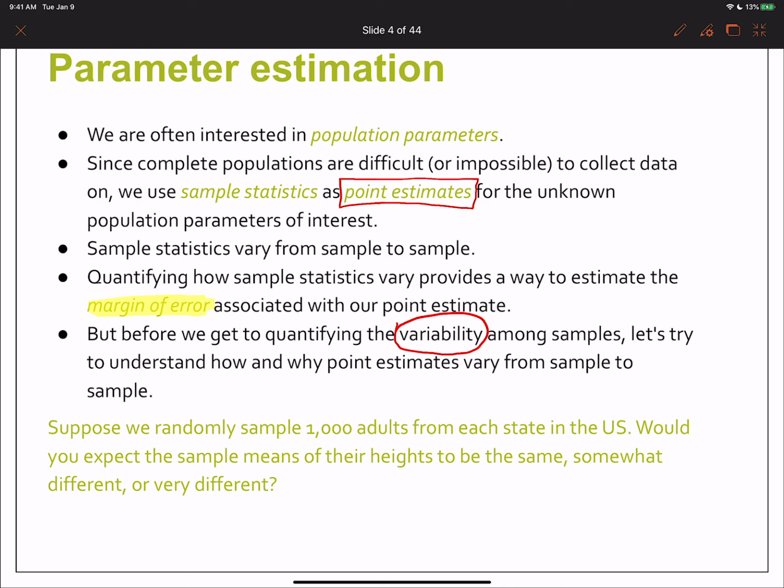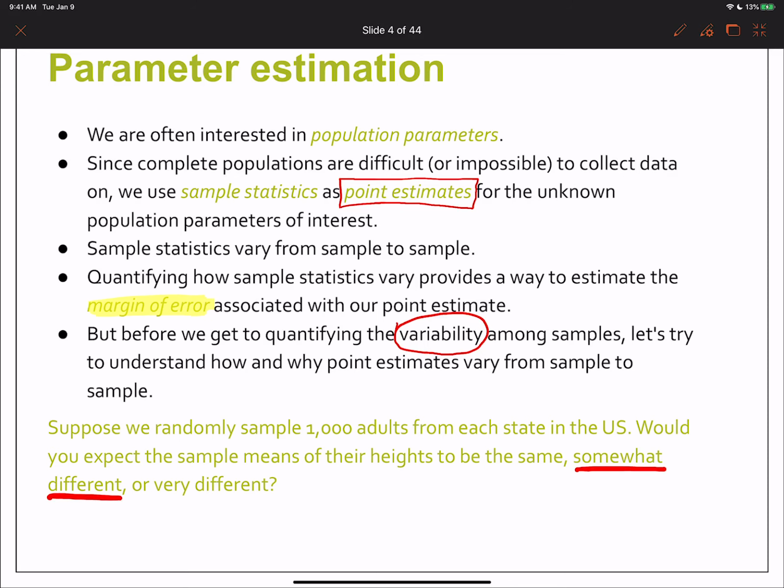And let's look at this example here. Let's say we were to sample 1,000 adults. I think we did this example kind of. If we were to sample 1,000 adults from each state, so each state, we take 1,000 adults, would you all expect that the means of all of their heights would be the same, somewhat different, or very different? This is actually an example we did last lecture too. What would you all guess? Somewhat different. And that was the answer last time, right?